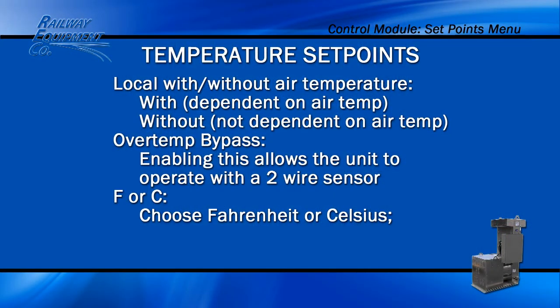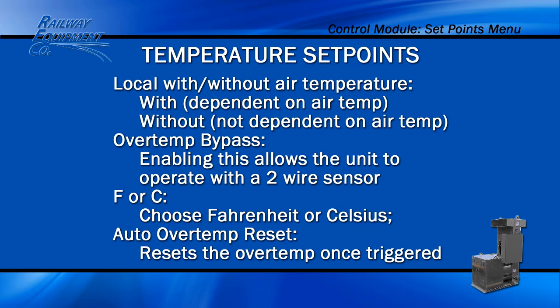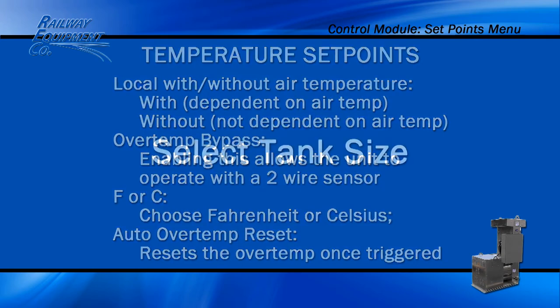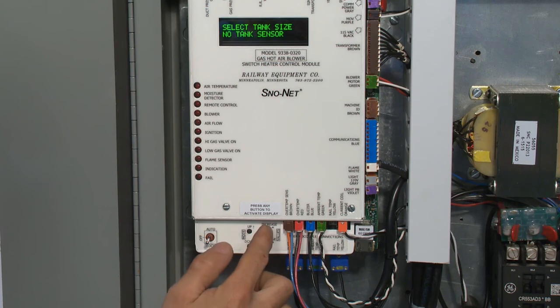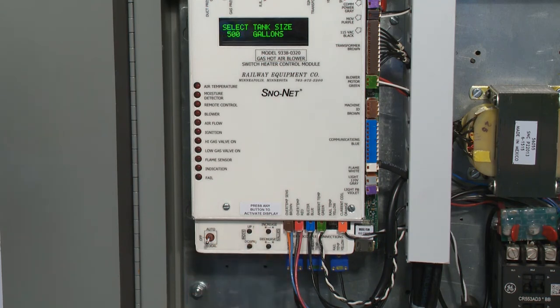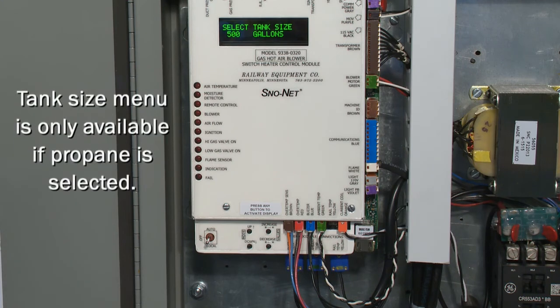Continuing on the Set Points menu, you have the choice to select the temperature scale, F for Fahrenheit or C for Celsius. Choosing Auto Overtemp Reset will reset the overtemp once it has been triggered. Tank size choices are No Tank Sensor, Tank Heater, and 250-gallon increments up to 5,000 gallons. No tank sensor should always be selected unless a tank sensor reporting to the module is installed.